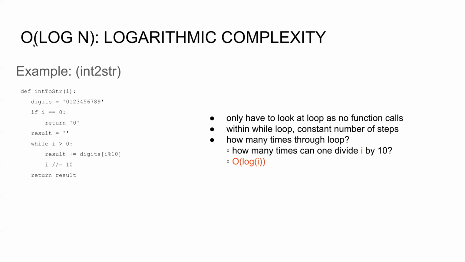because how many times can I divide I by 10? It only runs as many times as you can divide by 10, and it's about log 10 of I. All right, so the whole thing takes log 10 of I, and these are constant. So overall, this algorithm is log of I.